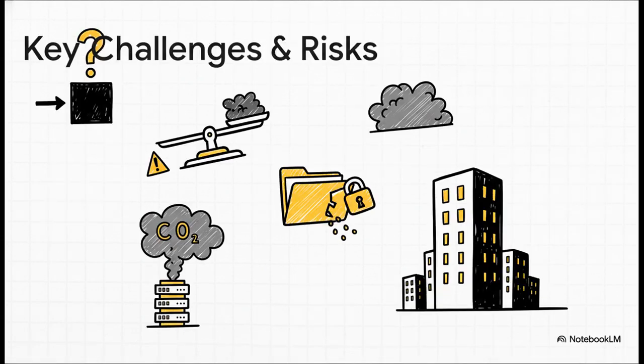And here are some of the biggest ones. These models are often black boxes, which makes it super hard to understand their reasoning. They can reflect and even amplify biases found in their training data. There are major privacy concerns over how that data is collected and used. They have a huge environmental footprint because they cost so much energy to run. And right now, the whole field is dominated by just a handful of big tech companies.